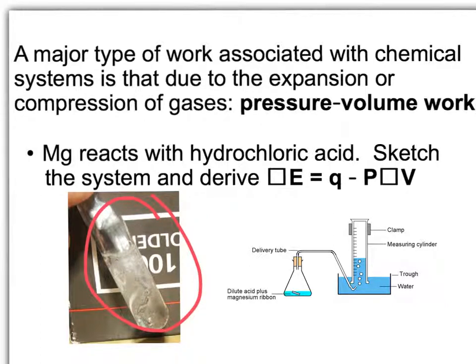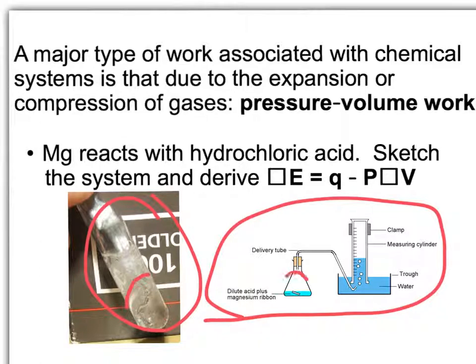You see the piece of magnesium right here that's down inside the hydrochloric acid, and bubbles are forming all over the piece of magnesium. This is what it would look like if we set it up in a flask where the gas could actually flow through the water and be collected in a measuring cylinder. So we're going to try to look a little further into the system and try to derive ΔE equals q minus PΔV for this.